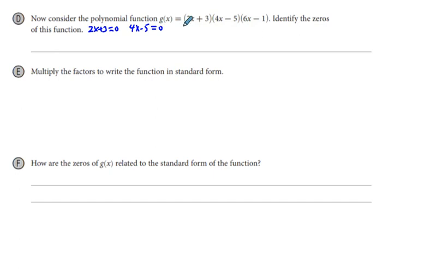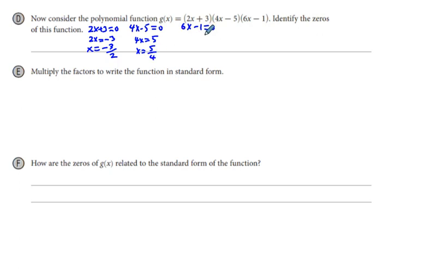And then we have 6x minus 1 is equal to 0. And we just solve. We have 2x subtracting 3 is equal to negative 3. So x is going to be equal to negative 3 over 2. On this next one, if we add 5 to both sides of this equation, we have 4x is equal to 5. And then dividing by 4, we have x is equal to 5/4.